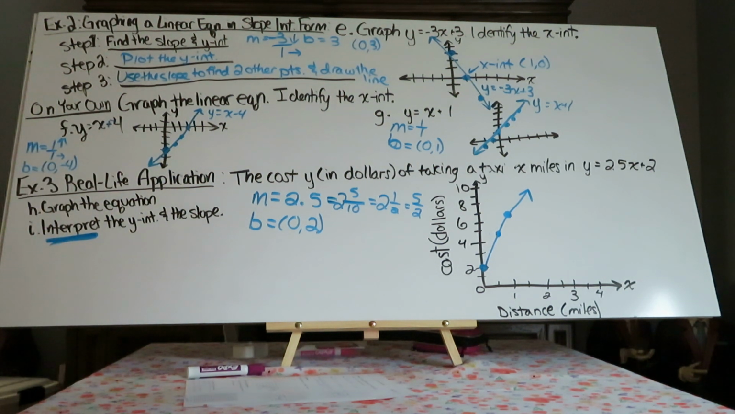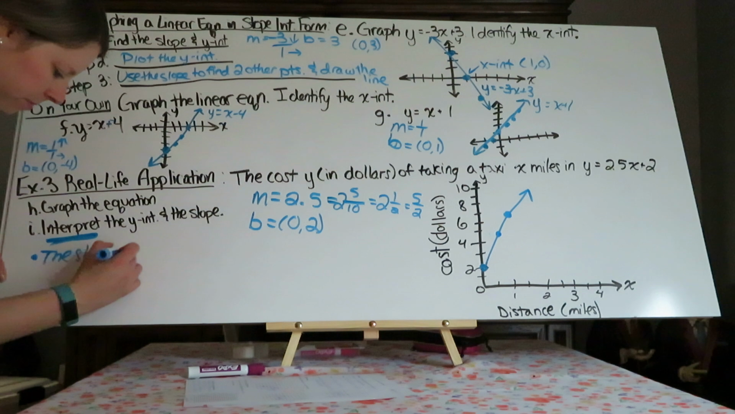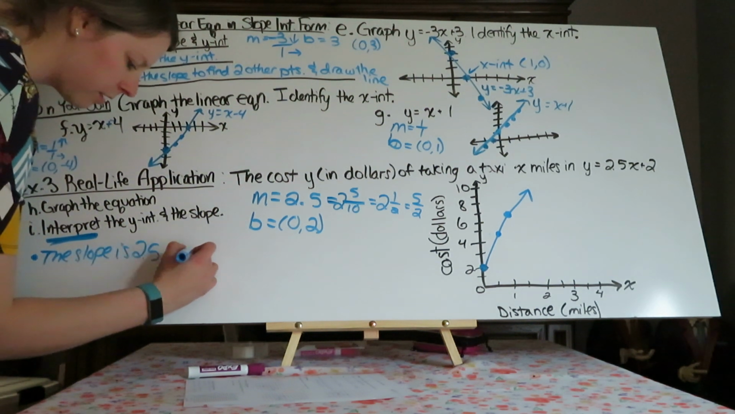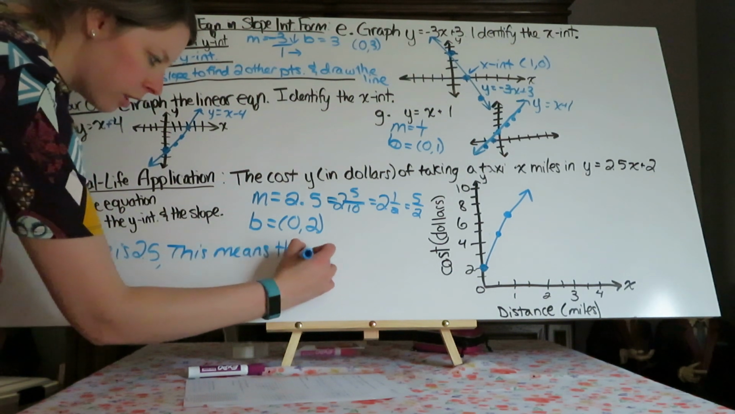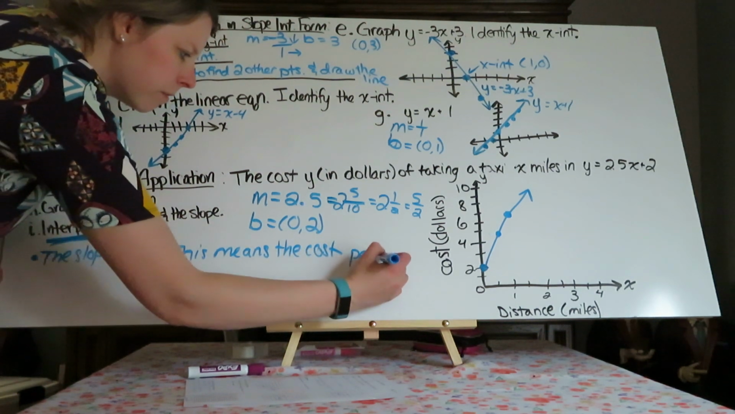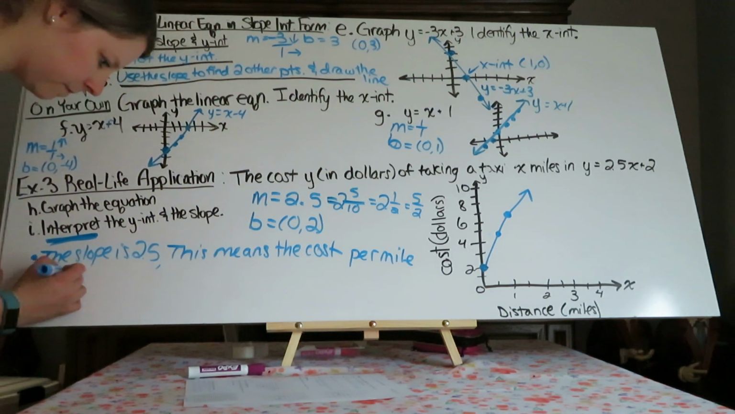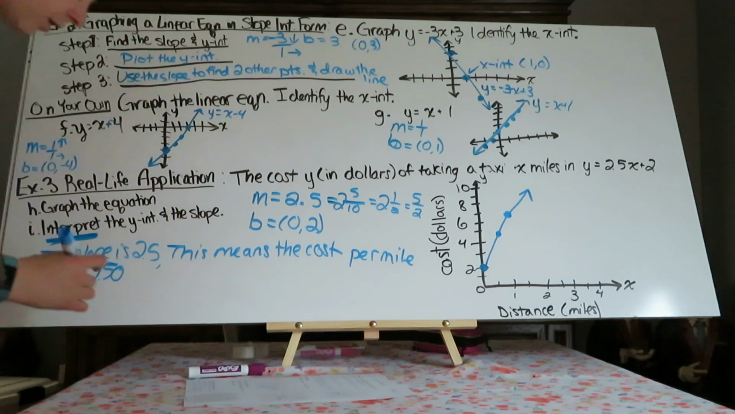Now we need to interpret the y-intercept and the slope. So the slope is 2.5. This means the cost per mile is $2.50. So it's $2.50 per mile.